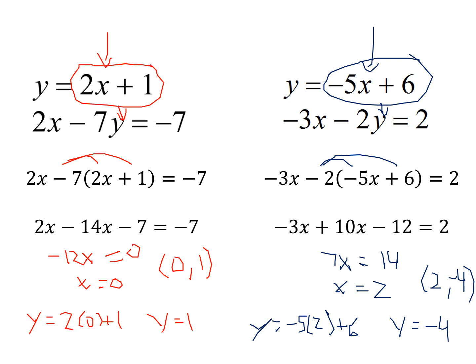Again, they should all be whole numbers. You shouldn't have any decimals, but they could be positive or negative.